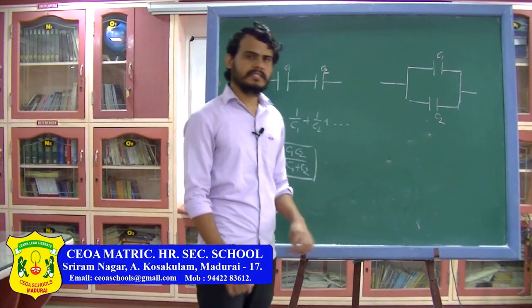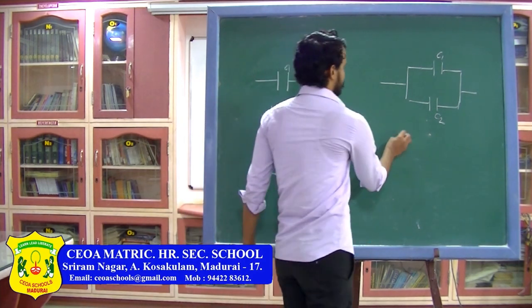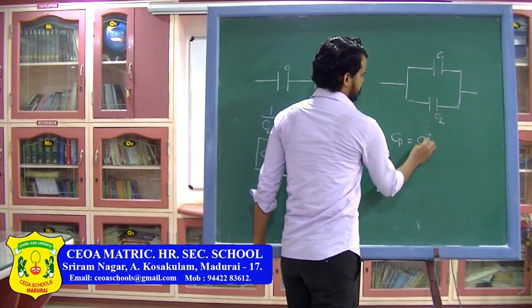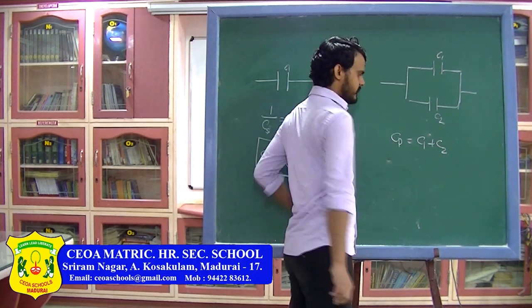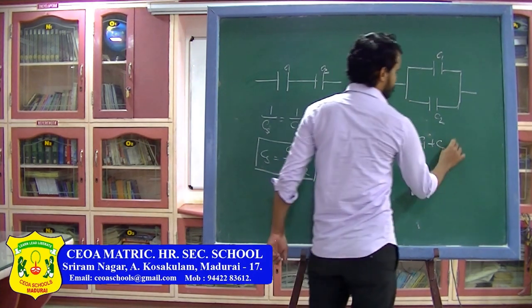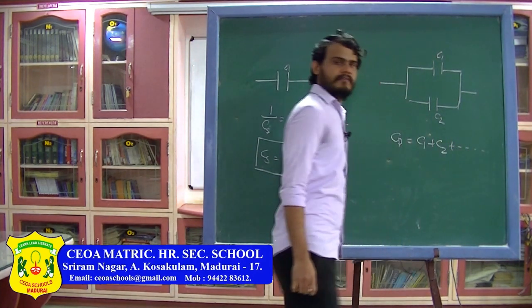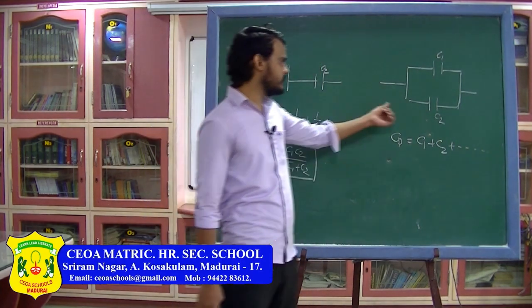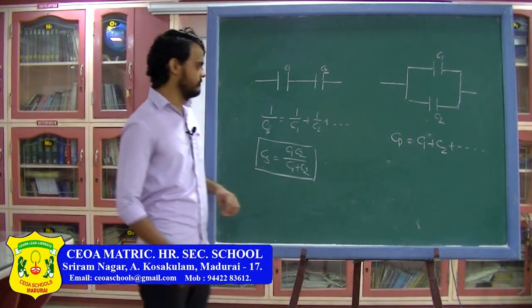Similarly, if the capacitors are connected in parallel, the equivalent capacitance can be written as C1 plus C2. So here you simply need to add the capacitances and you will get the equivalent capacitance if the capacitors are connected in parallel combination.